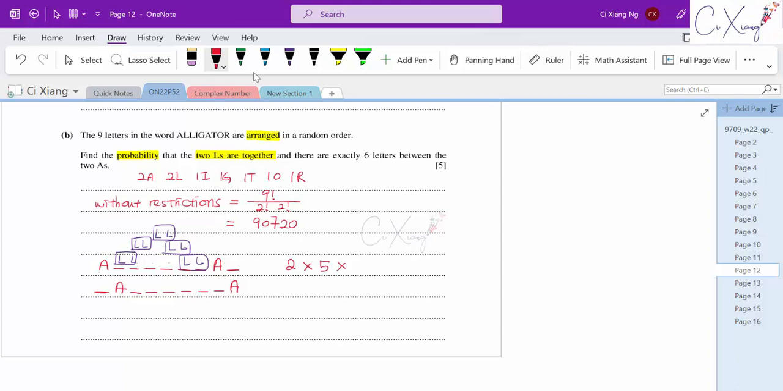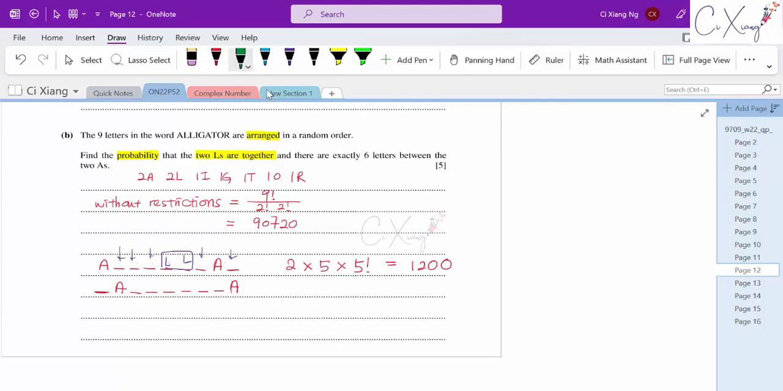After you place both L, let's say both L are here and together, I have to arrange the remaining letters. So I have 1, 2, 3, 4, 5 letters to arrange, and all of them are different, so by right it is 5 factorial. So 2 times 5 times 5 factorial, then we have 1200.